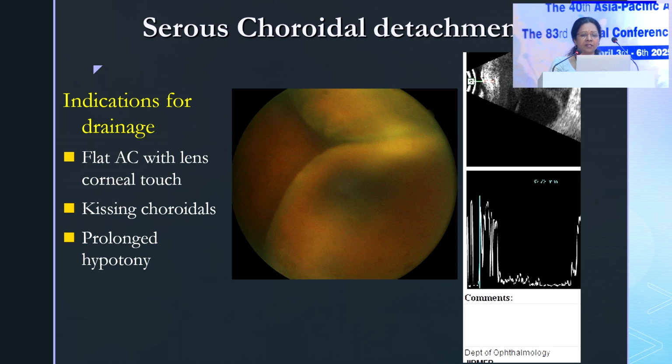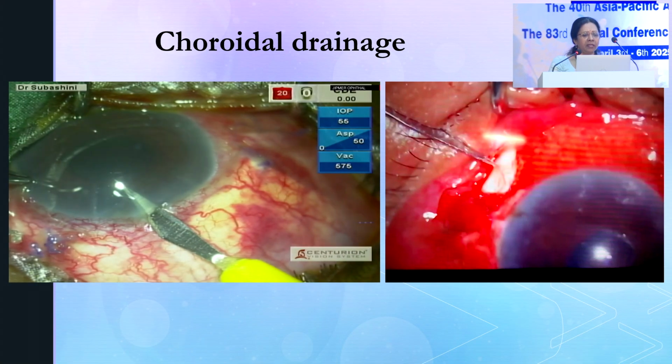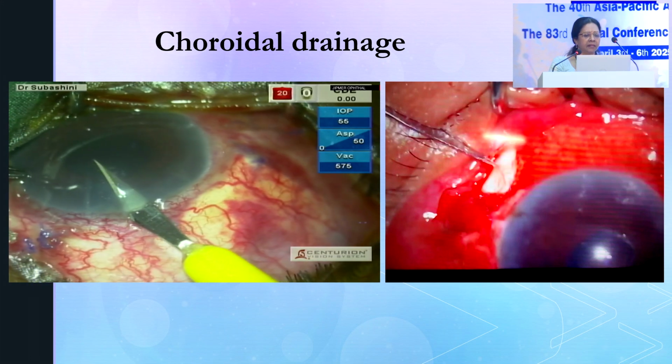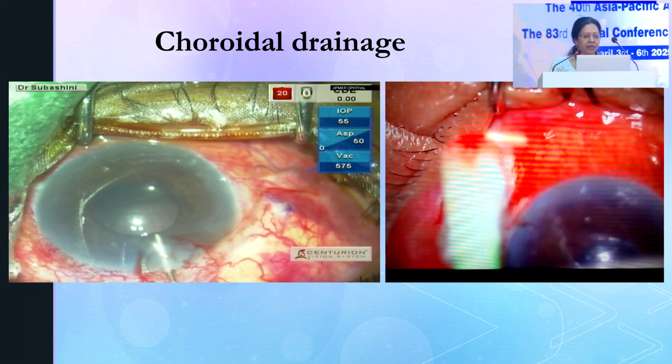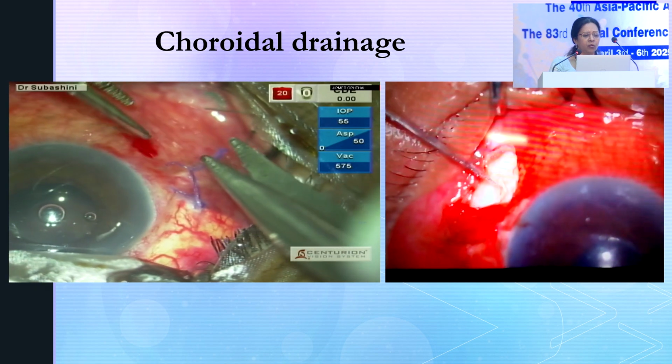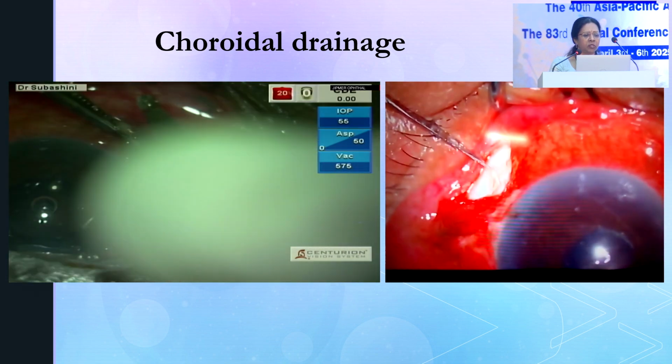So this is a fundus picture and the ultrasound picture showing the kissing choroidals. Then this is the technique by which you can do a choroidal drainage. Do a paracentesis, form the antechamber with viscoelastic.